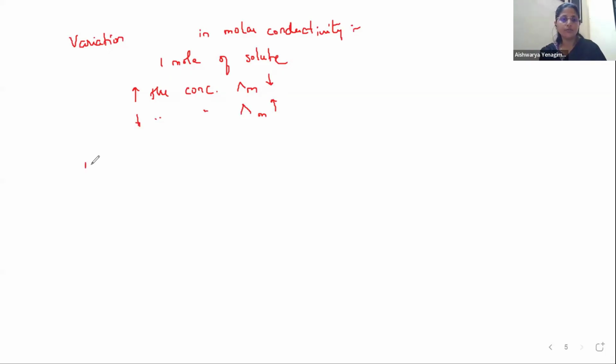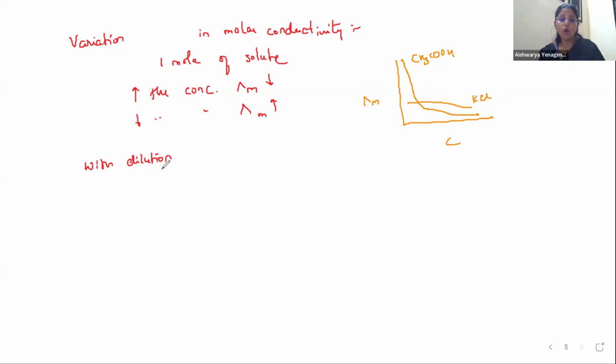With dilution, what happens? Molar conductivity increases slowly. If I want to show you by graph, see here. I have a plot of concentration versus molar conductivity. This will be the graph for a strong electrolyte, say KCl. This will be the graph for a weak electrolyte, say CH3COOH. Let us consider the strong electrolyte. Here Kohlrausch's law comes into context.